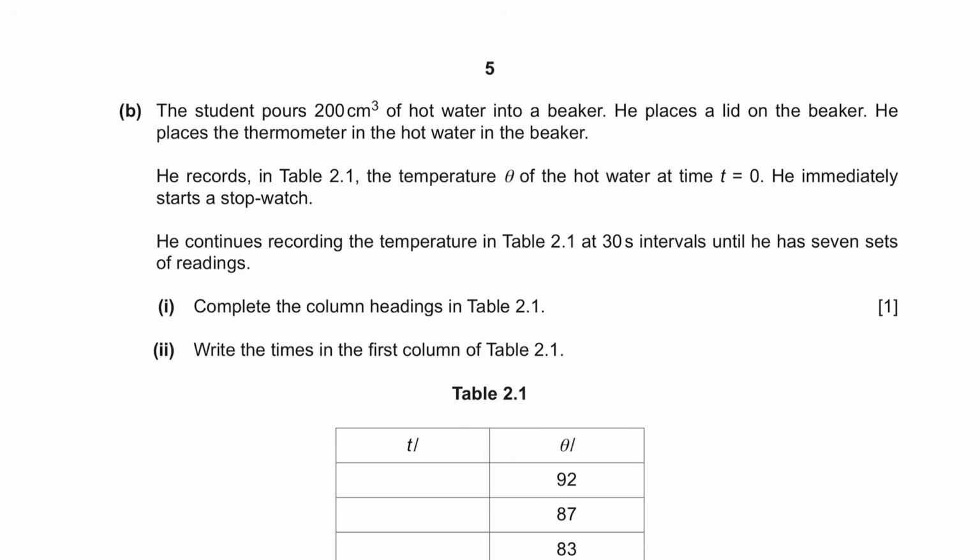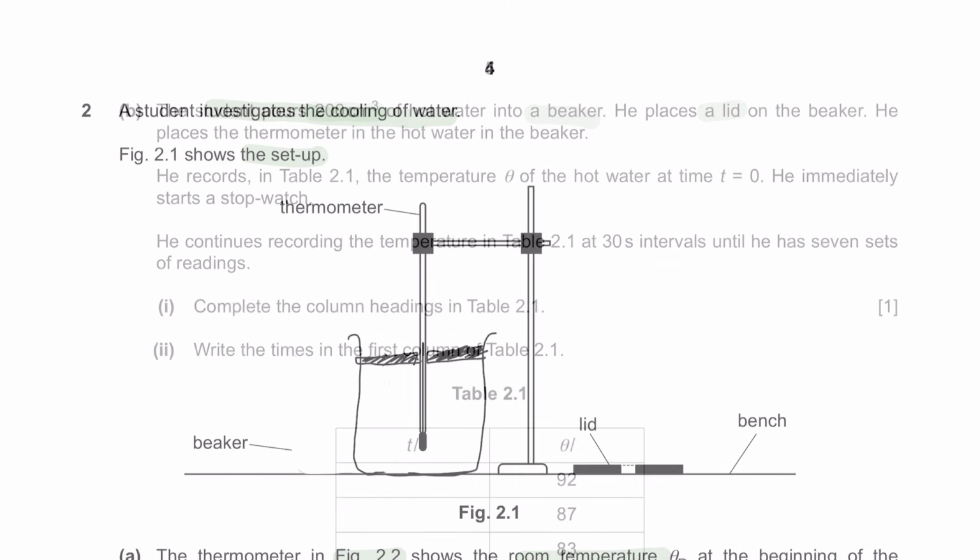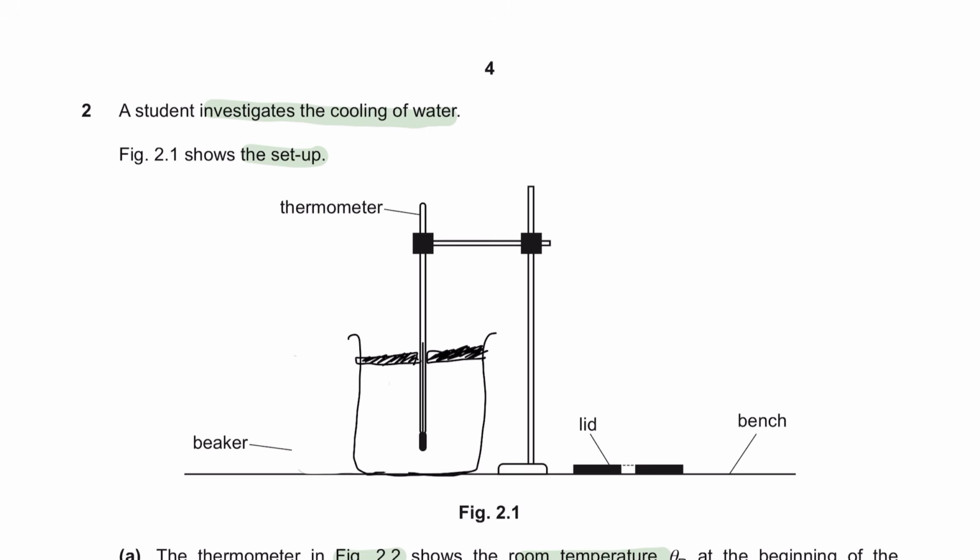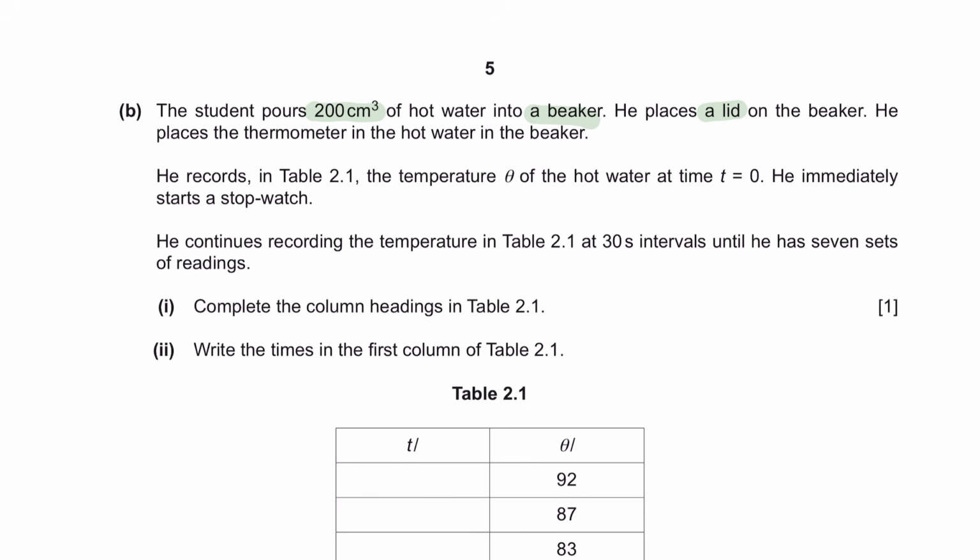Question B. The student pours 200 cm³ of hot water into a beaker. He places a lid on the beaker. He places the thermometer in the hot water in the beaker. This is what the setup looks like. He records in table 2.1 the temperature theta of the hot water at time equals 0. He immediately starts a stopwatch. He continues recording the temperature in table 2.1 at 30-second intervals until he has 7 sets of readings.